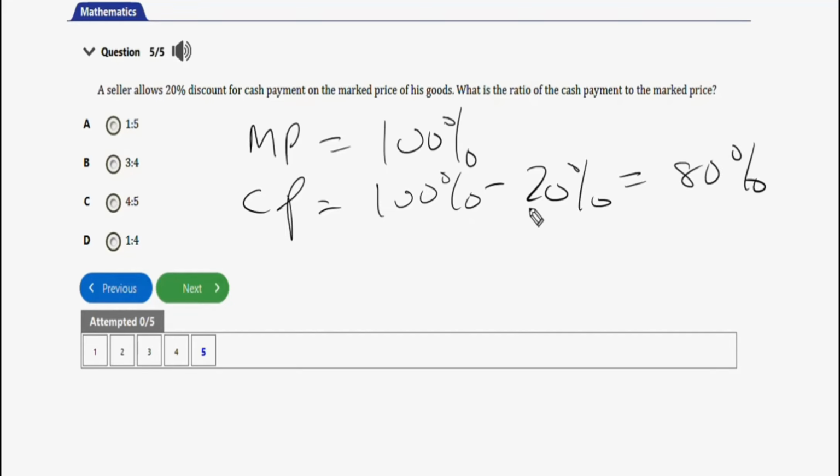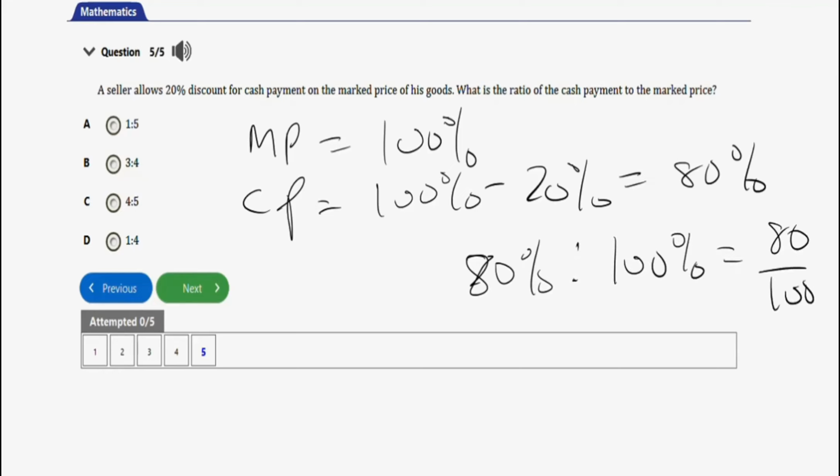So the ratio of the cash payment to the marked price will now be 80% is to 100%, which is the same as 80 over 100. The zero is going to cancel the zero. So 2 into this gives 4, 2 into this gives 5. So we have the ratio to be 4:5. The right option is option C.